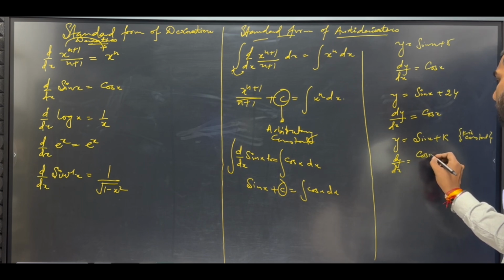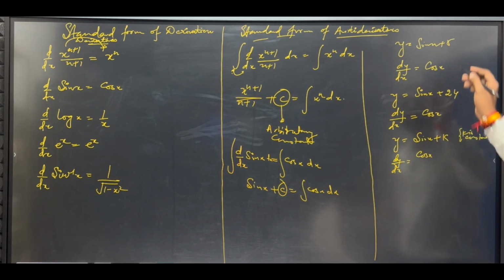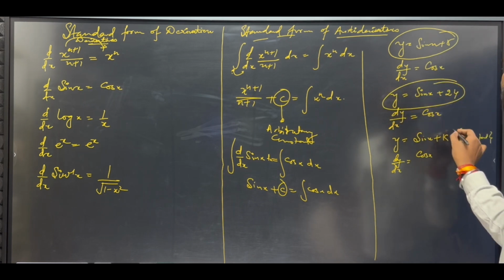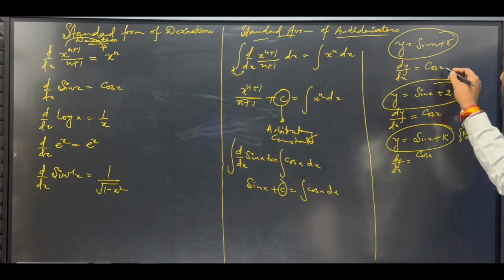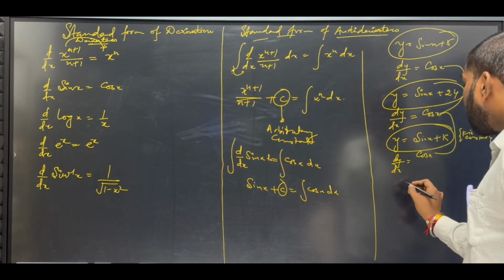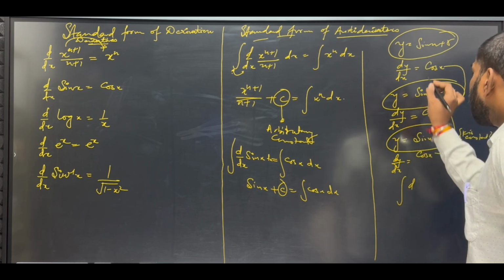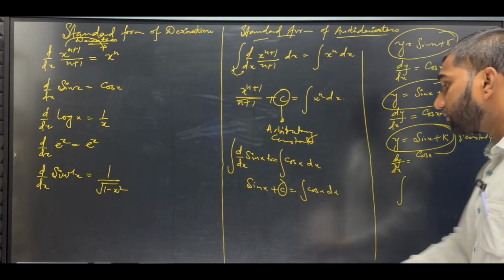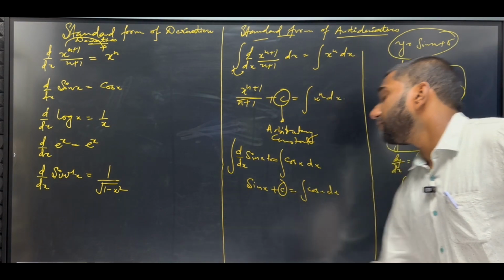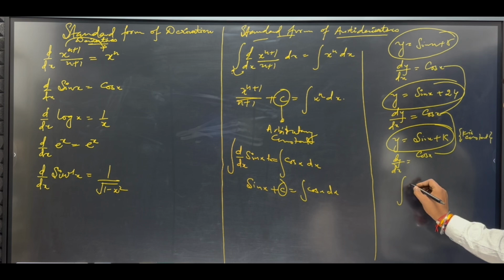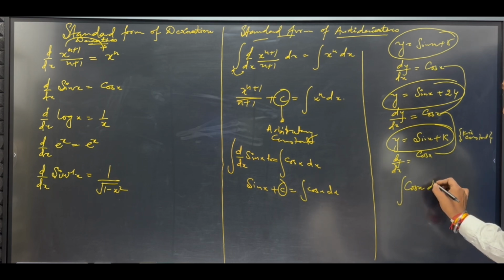Again cos x. Sir, we have to notice that the functions are different over there. That is called a different function, but the derivatives of those functions are the same. Then how can you integrate that part? Integration of dy by dx is called what? Integration of cos x dx.